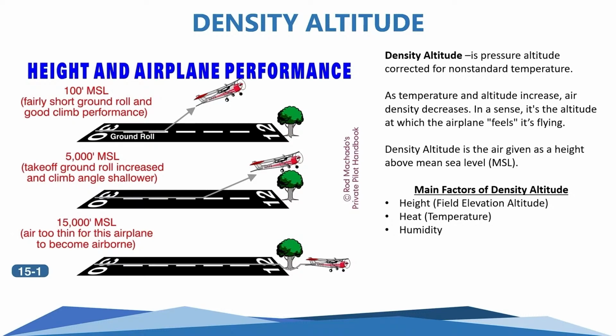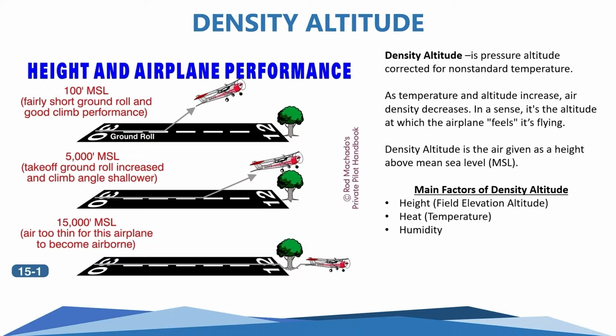There are three main factors that affect density altitude. Number one, it's your height. How high up is the airport? If you're flying out of Los Angeles International, which is close to sea level, versus Big Bear, which is 6,000 feet up plus, that's going to be a higher density altitude immediately. It's also heat. The hotter it is, the higher the density altitude, and also humidity as well. The more humid it is, that's also going to have an effect.